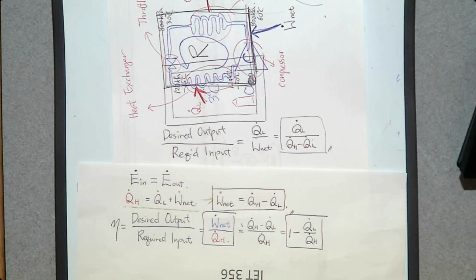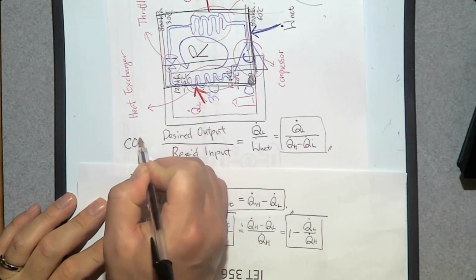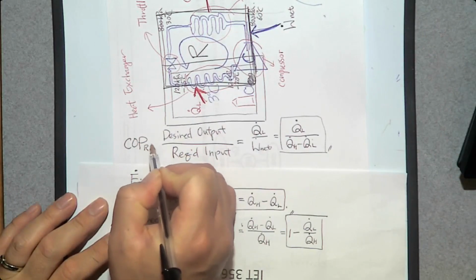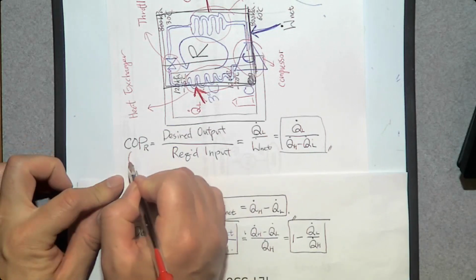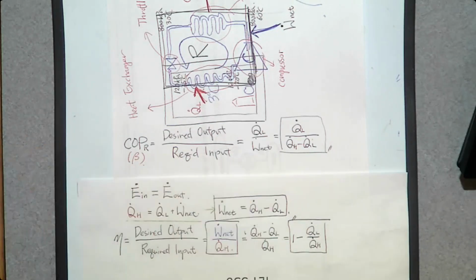No. So if we say this one is efficiency, we get confused between these two. So let's put another name. That is coefficient of performance, COP, of refrigerator. That's how we evaluate the performance of this refrigerator. Some books like to say beta. Beta, COP, they're the same thing.